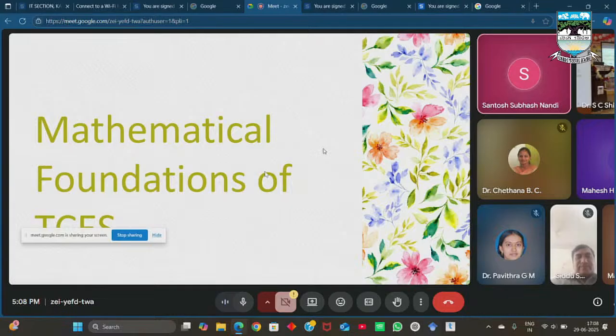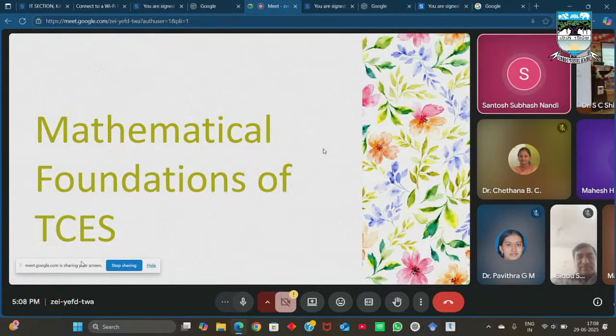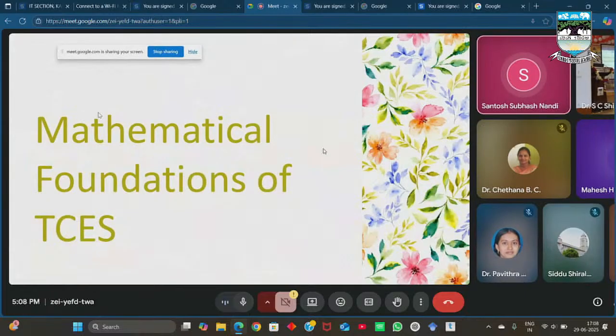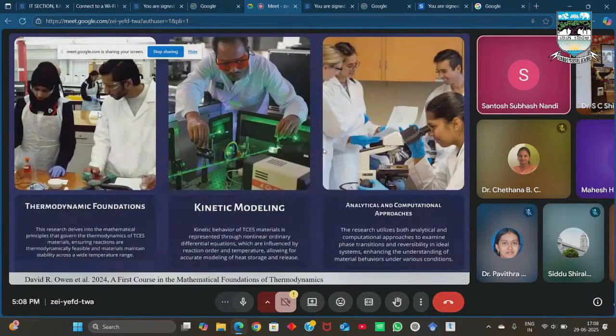Now we will focus on a very important part of the presentation, which I can say maximum students will benefit from. We call it the mathematical foundations of thermochemical energy storage systems. If I want to optimize any system conditions, I should have basic knowledge of thermodynamic foundations, and these mainly focus on principles of thermodynamics such as enthalpy, entropy, and change in Gibbs free energy.